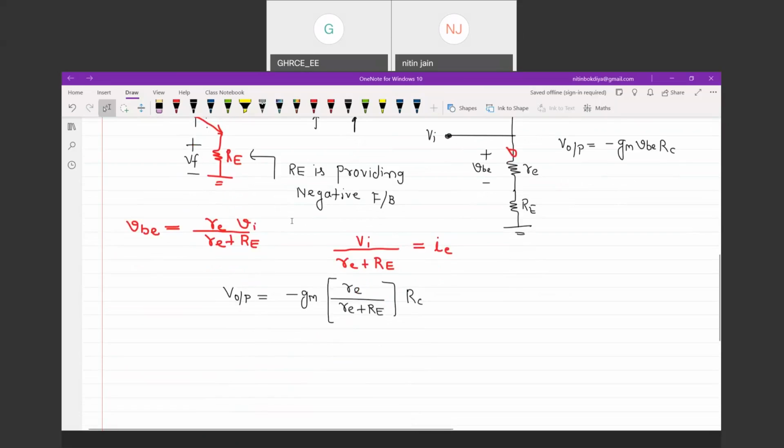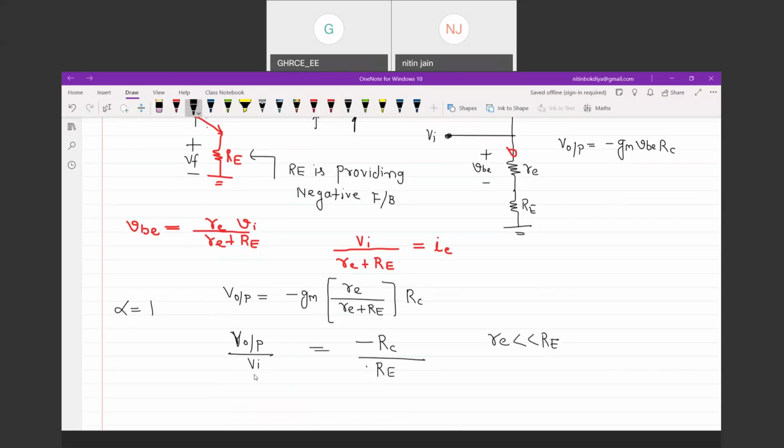We know that gm into RE is given by alpha, and let's say alpha is approximately 1. So V output, that is V out by V in, is equivalent to minus RC divided by RE. Why is this so? Because this is much less than RE.